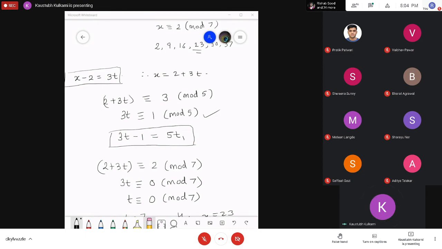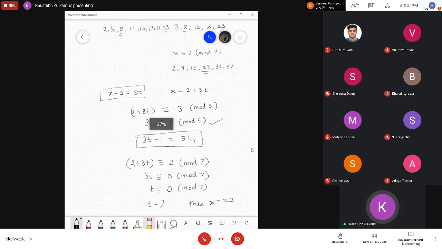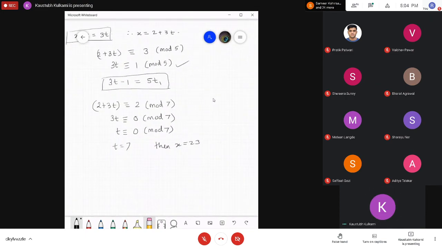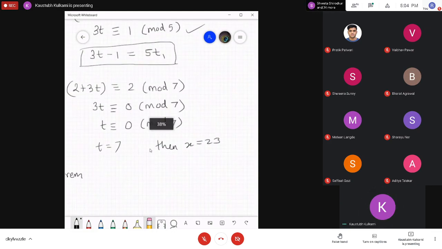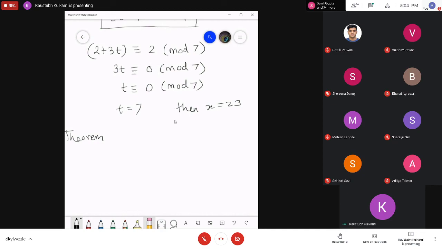No, we were approaching the Chinese remainder theorem. So the theorem is that if m and n are relatively prime. Relatively prime means GCD of m and n is 1.